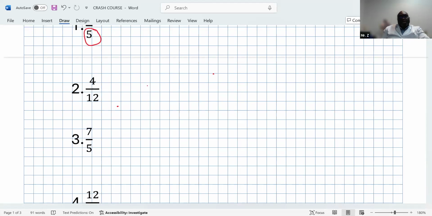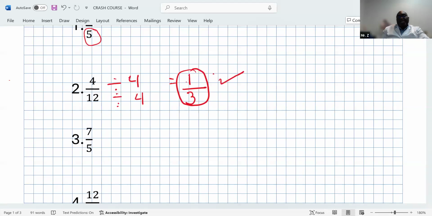So let's go back. 4/12, what kind of fraction is that one? As we talked about, it's a proper fraction. Why? Because 4 is less than 12. So you simplify by 4 on top and by 4 on the bottom. When you divide 4 by 4, you get 1, and when you divide 12 by 4, you have 3. This one here is a simple fraction. It's a proper fraction. Why? Because the top number is less than the denominator.